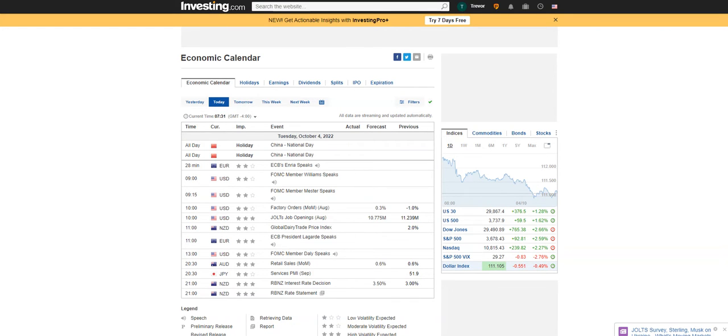Starting at the economic calendar here, we have a few Fed speakers, FOMC member Williams, Mester speaking at 9 and 9:15. We're pretty light on data. There's only something coming out at 10, the factory orders and the JOLTS job openings. Typically, they're not the most impacting data points. If there's something that's really high or really low, maybe they'll have a short-term impact, but I'm not expecting too much significance put onto these two data points.